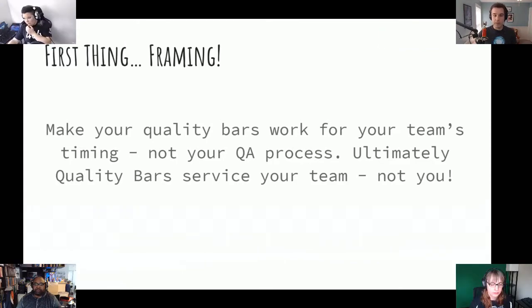Making a quality bar. So before we get there, I want to give us an important part of framing, because I think that's a really good question. The important thing about quality bars is that they work for your team. They're not for you. They're not for your QA process. They serve your team. They don't serve QA. Quality bars, even though they have one word shared between our titles, they're not for us. It's just like metrics. Metrics are generally also not for us either. We can use them. But they're for our team. Similar to our previous episode about test plans too.